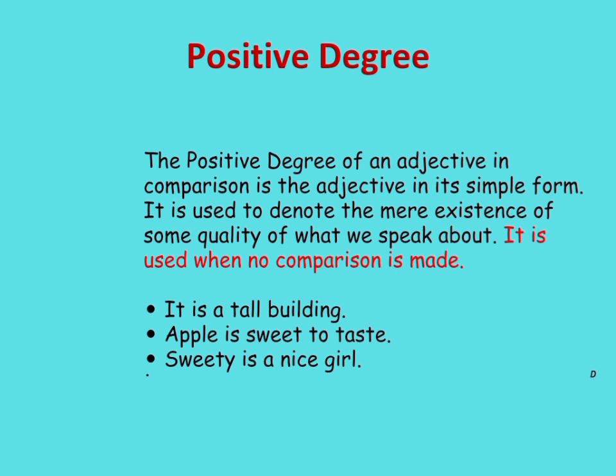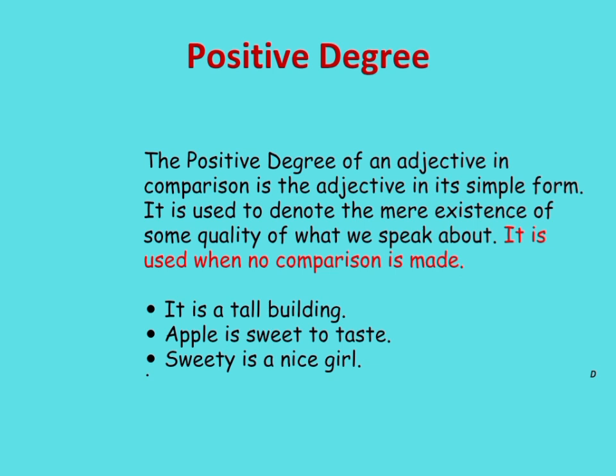Positive degree. The positive degree of an adjective in comparison is the adjective in its simple form. It is used to denote the mere existence of some quality of what we speak about. It is used when no comparison is made. For example, it is a tall building. Here, tall is the adjective, but no comparison is made.